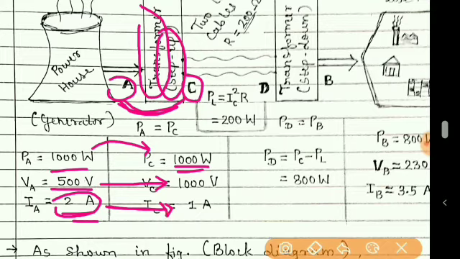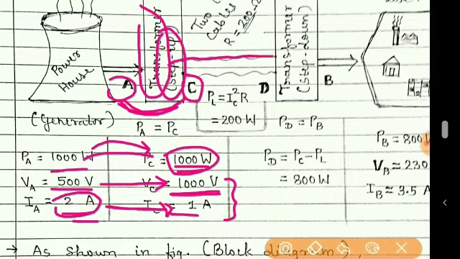So once again you can see V into I, that is 1000 into 1, again it is 1000 watt. So power remained same, only voltage and the current changed. So now 1000 volt is made. Now this power is transferred with the help of cables. There are two wire cables or two line cables.